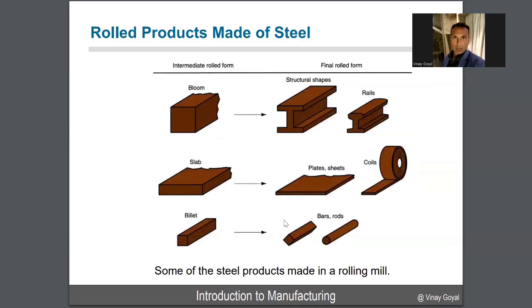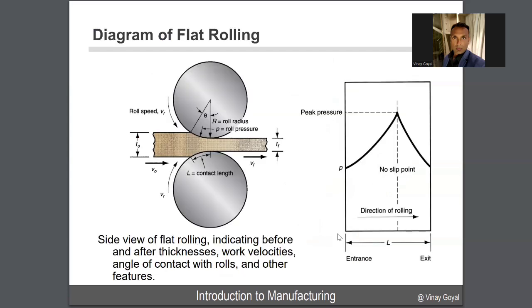So let's look at rolled products made of steel. Some of the steel products are made in a rolling mill, and you can see here what it looks like in intermediate roll form. I have the bloom here that's shaped into structural shapes like rails and I-beams. Slabs can become plates and sheets or coils like this. Billets can become bars and rods. Here I have a diagram of flat rolling, and you can see that I have a roll speed, VR.